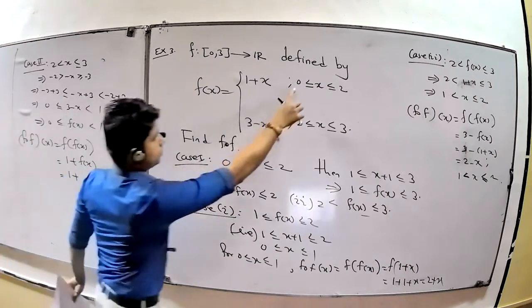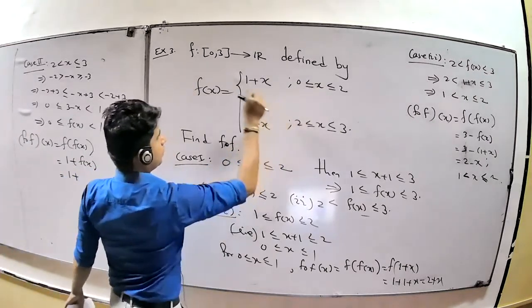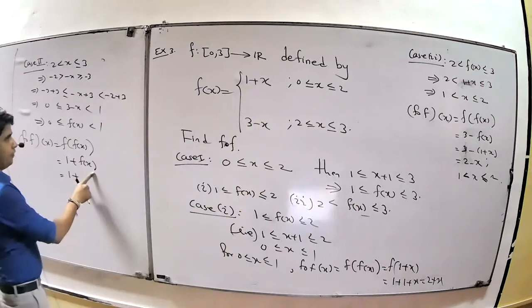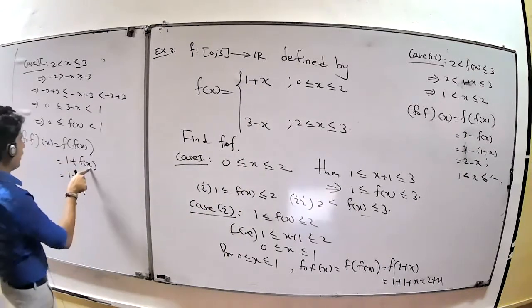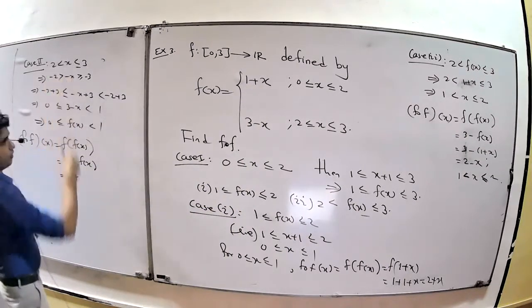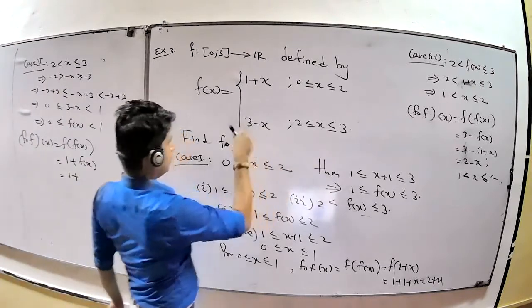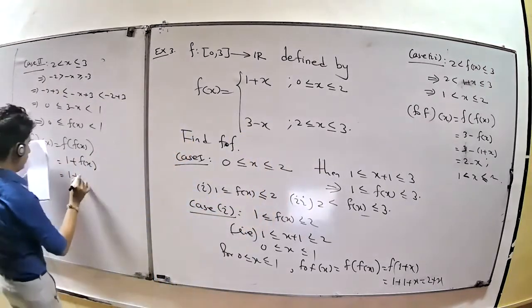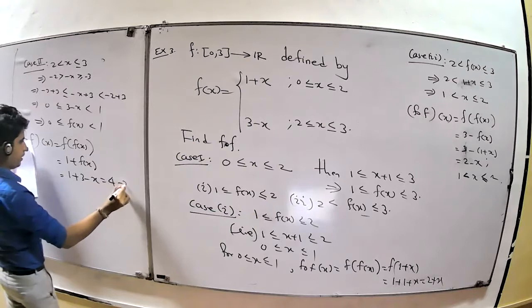Therefore, the first case applies: 1 plus f of x. Now, consider the x value 2 to 3. X value 2 to 3 means this case: 3 minus x. Right? 3 minus x. Therefore, 4 minus x.